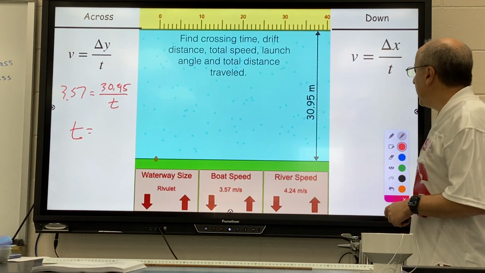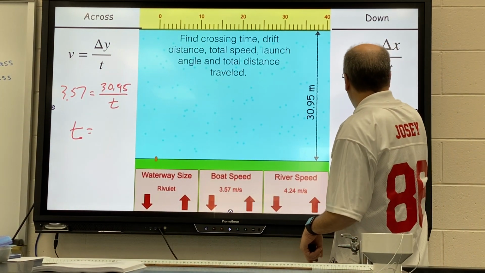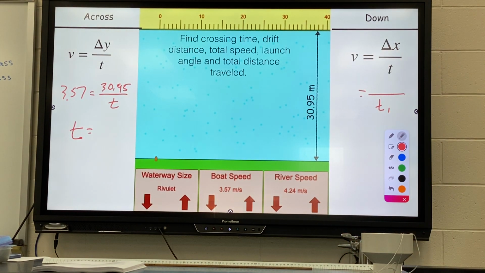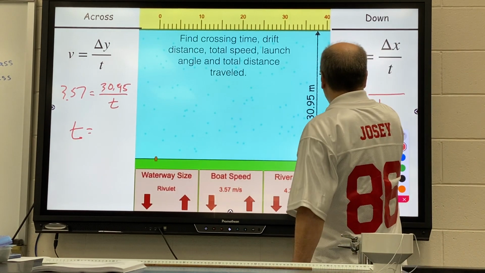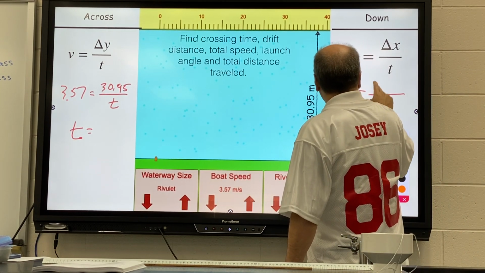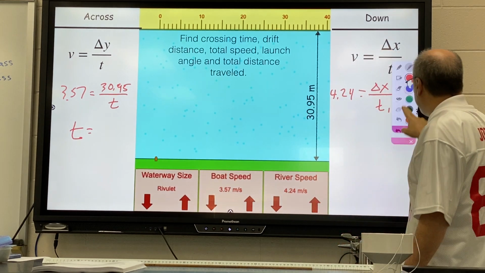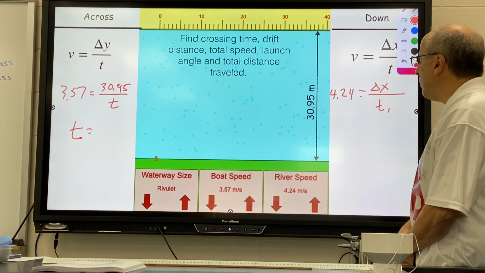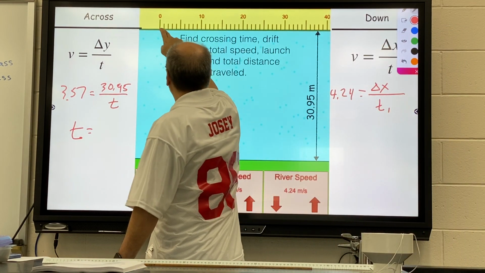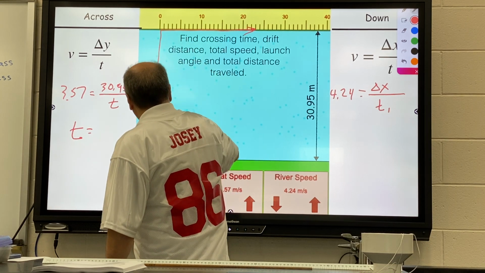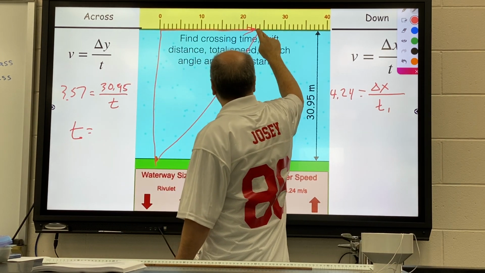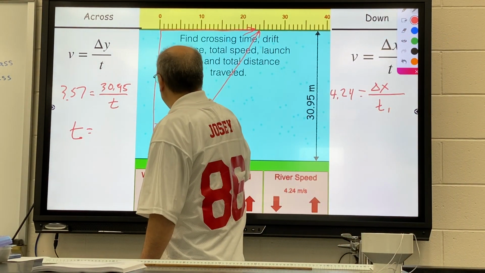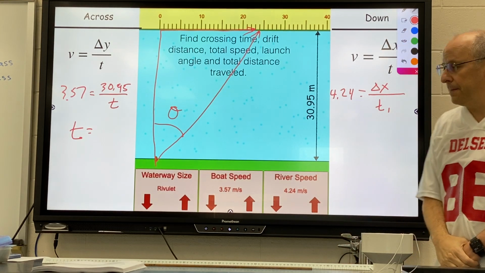The key is once you get that time, you use that same time over here. So that's time for answer 1. Then you use the river speed, and that will let you predict how far your boat is going to travel downstream. Okay, once you have how far it travels downstream, you also have the across the river. You should be able to find your hypotenuse. You should be able to find your angle based on what we talked about.